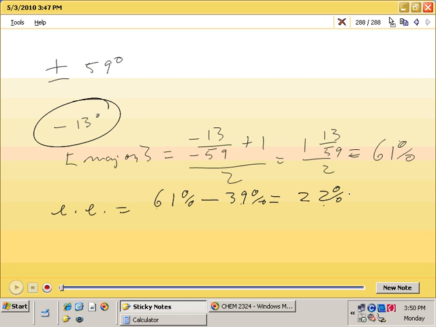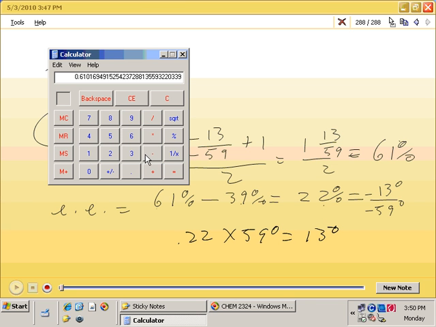Well, all you have to do is check: is 13 over minus 59 degrees equal to 22%, right? Or work it around, 0.22 times 59 degrees should give you 13 degrees. So let's do that on the calculator just to prove it.